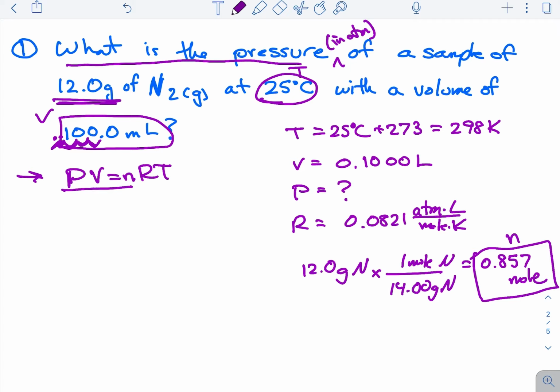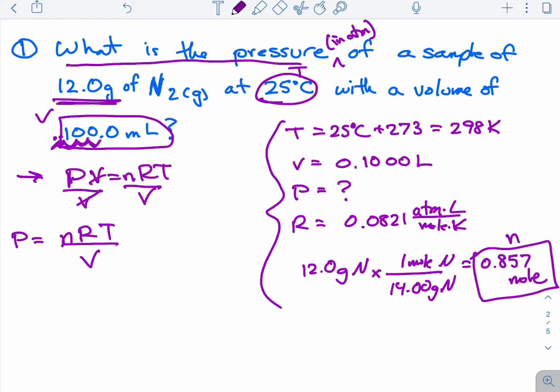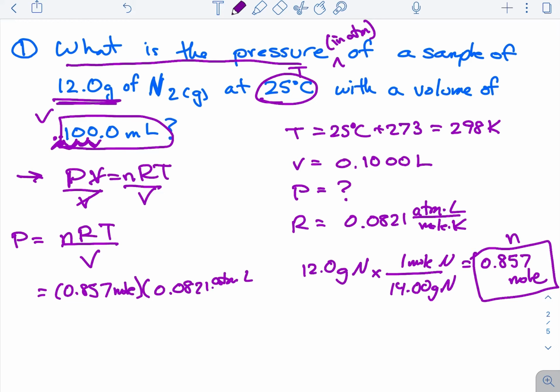So I'm going to isolate pressure here by dividing both sides by volume. That cancels out, so now I have pressure equals nRT over V. Now I've got my collection of variables, and I'm just going to plug them in. The number of moles is 0.0857 moles. And yes, I'm going to be really picky that you plug in the units here. It drives me nuts when people don't do this, so I will count off if you don't use the units. R is 0.0821 atmosphere liters per mole Kelvin. The temperature is 298.